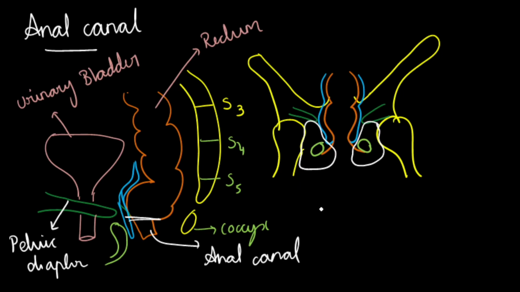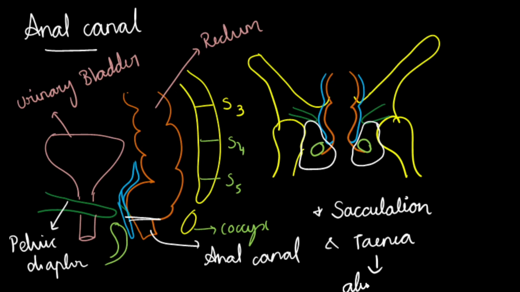And here there will be no sacculations like haustrations, which we had seen as a feature of the large intestine; that won't be present here, and the tinea are also absent here. Tinea are the three ribbon-like structures which help in the formation of haustrations. Those things are absent. So the first point is the pelvic diaphragm, the second is the ischio-anal fossa, and the third is the sacculation and tinea, which are absent.